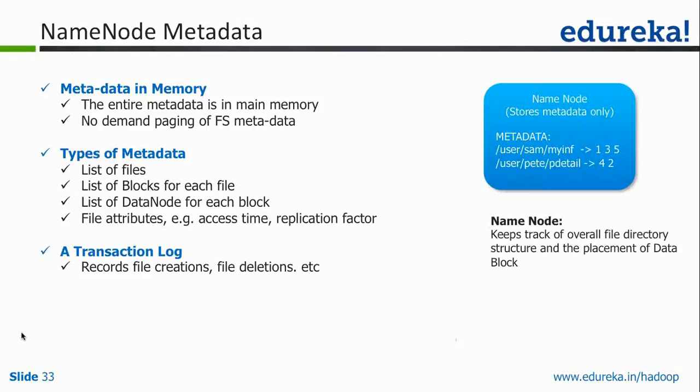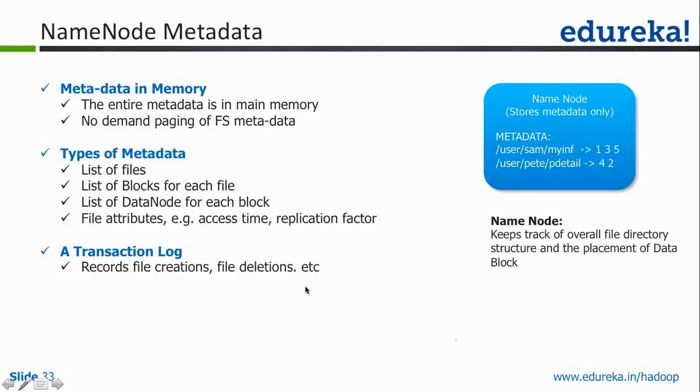Very good. Now let's look at metadata. One very important thing: the entire metadata is stored in the main memory, which means in the RAM itself. There's no demand paging of FS metadata. The type of metadata is very simple. These could be the list of files, list of blocks in each file, list of data nodes for each block, file attributes, etc. So the overall directory structure is maintained here. A transaction log will contain the record of file creation, deletion, etc.